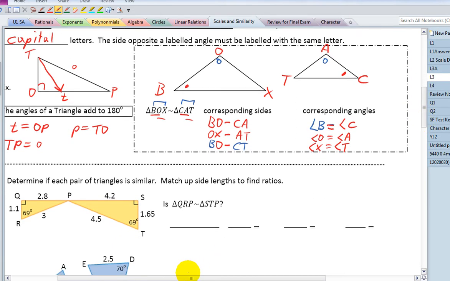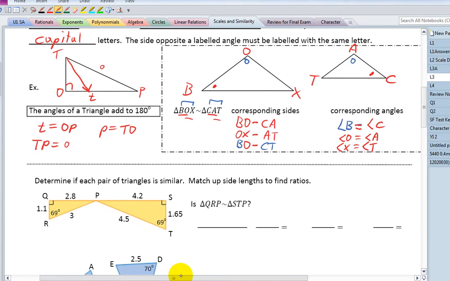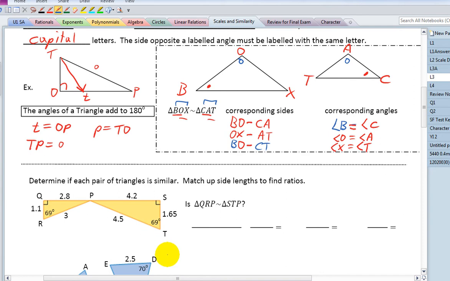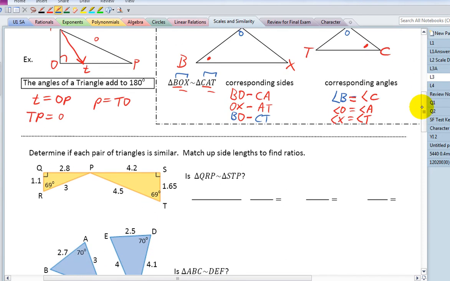So let's talk about triangles. Determine if each pair of triangles are similar. Are these first 2 triangles similar? Why? Good, because angles are equal or same.